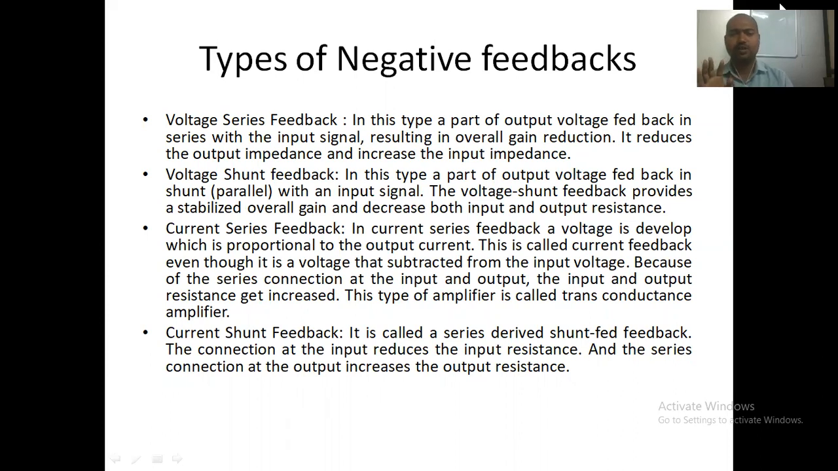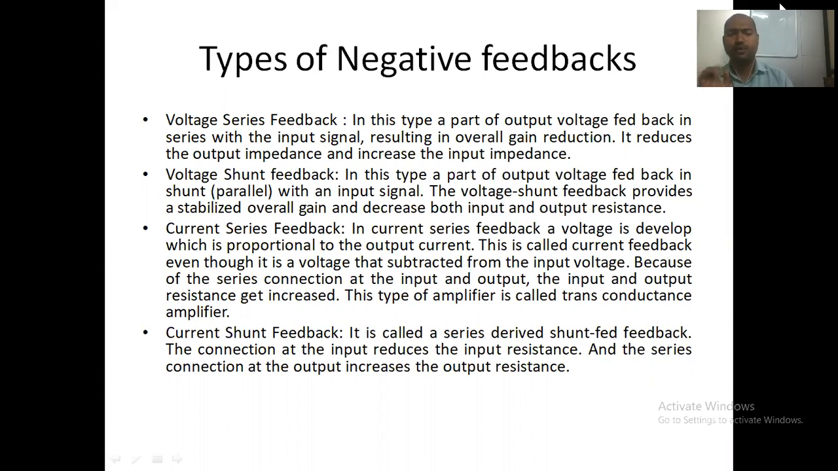See, a reduction of the gain with respect to the amplifier is not acceptable at all. But if it is somewhat reduced and the gain is stabilized, that's why we prefer negative feedback in the case of an amplifier. Okay, now we have to see the types of negative feedback.